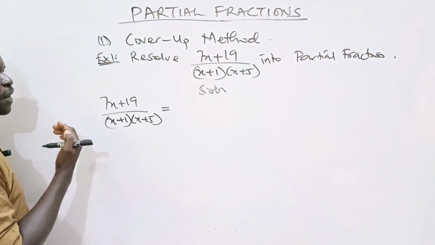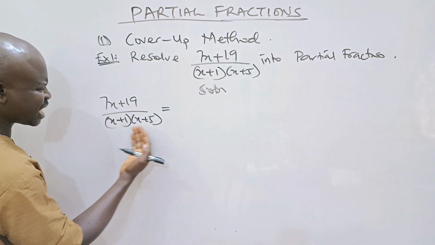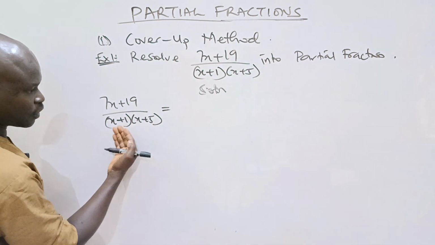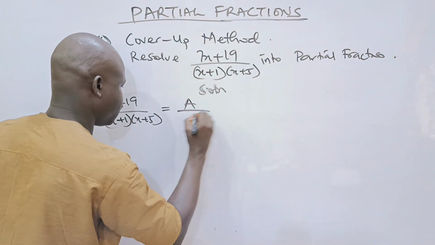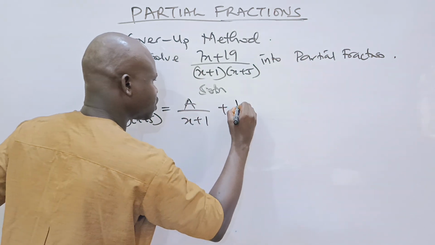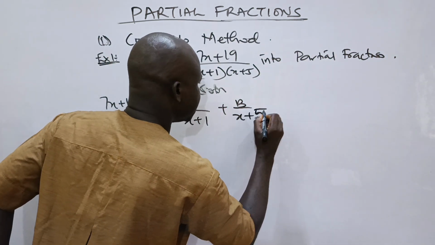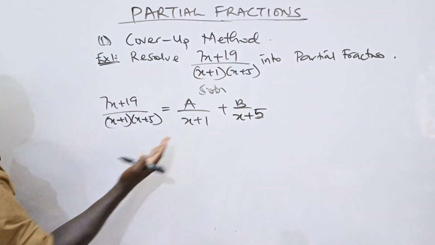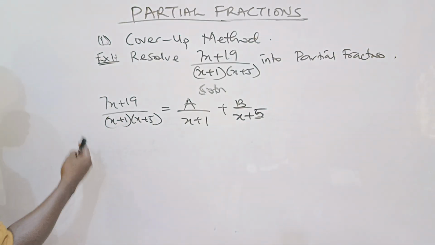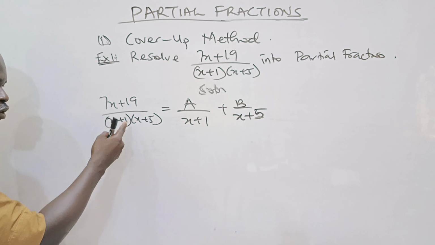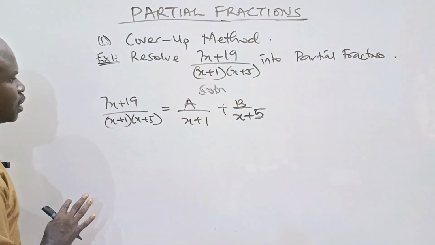If you want to resolve any compound fraction to the sum of its partial fraction, you consider the denominator. In this case, we have two linear factors. That simply means we say A all over (x + 1), plus B all over (x + 5), as we have it there. This is how we resolve this, because there are two linear factors. If we have repeated factors, what do we do? By the time we get to types of partial fraction, I'm going to explain better on that.